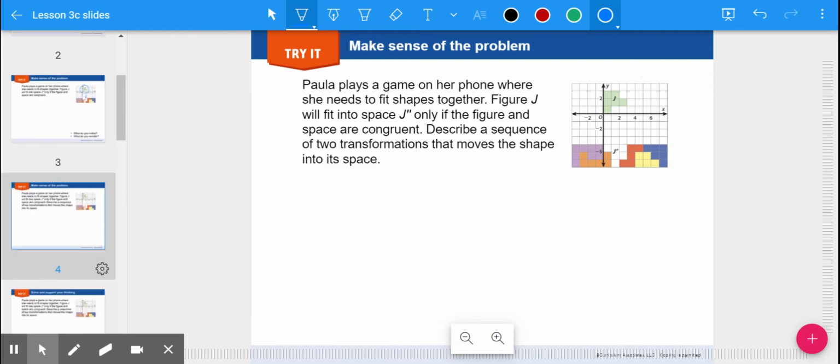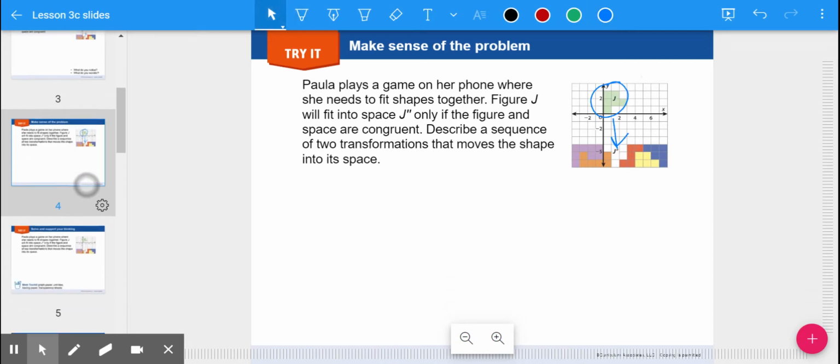I'm going to read it through again for you. Paula plays a game on her phone where she needs to fit shapes together. Figure J, right here, will fit into space J prime, right there, only if the figure and the space are congruent. Describe a sequence of 2 transformations that would move the shape into its space. We're going to get this to there. If you just bring it straight down, I don't think it's going to fit. So we want to think about how we could get it to fit.